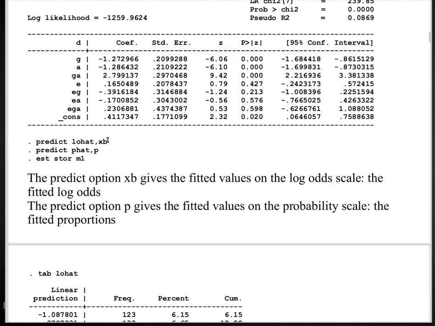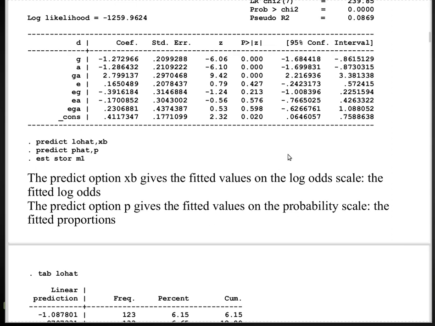To construct the fitted values on the log odds scale, we use the option XB, and to get the fitted values on the probability scale, we use the option P. Further, we'll also save the ingredients for, as we've done earlier, a likelihood ratio test, which I'll be showing you a little bit further along here.